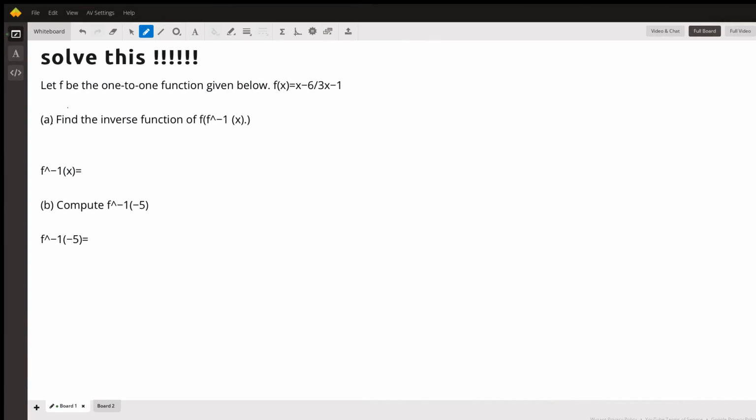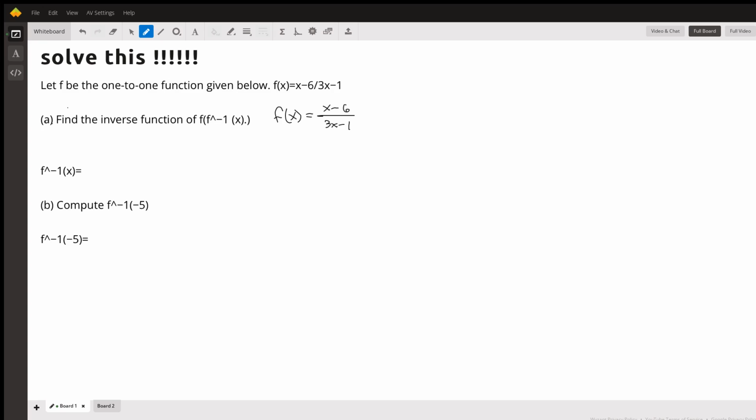We are going to solve this question about inverse functions. So we want the inverse function of f of x equals (x minus 6) over (3x minus 1). The first thing that you want to do to find the inverse function is to switch the variables.